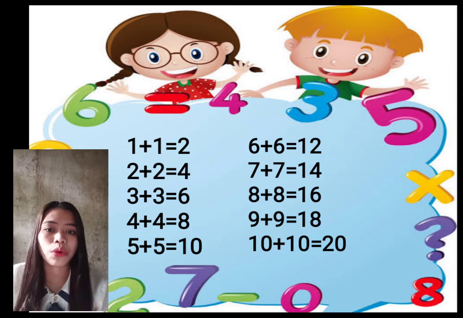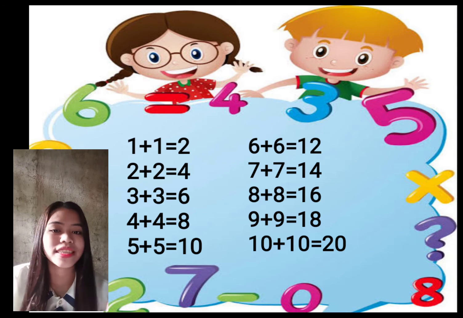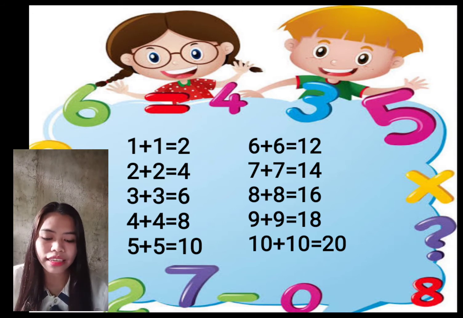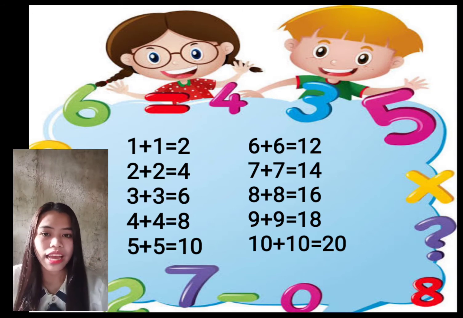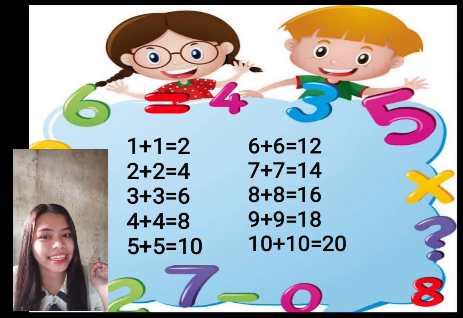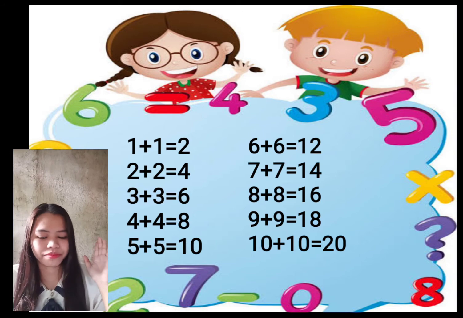1 plus 1 equals 2. 2 plus 2 equals 4. 3 plus 3 equals 6. 4 plus 4 equals 8. 5 plus 5 equals 10. 6 plus 6 equals 12. 7 plus 7 equals 14. 8 plus 8 equals 16. 9 plus 9 equals 18. And 10 plus 10 equals 20.